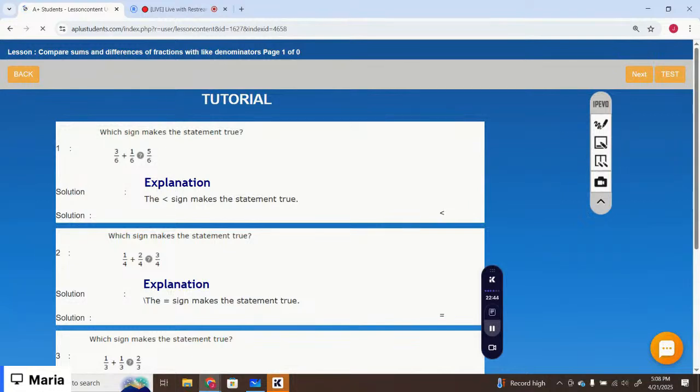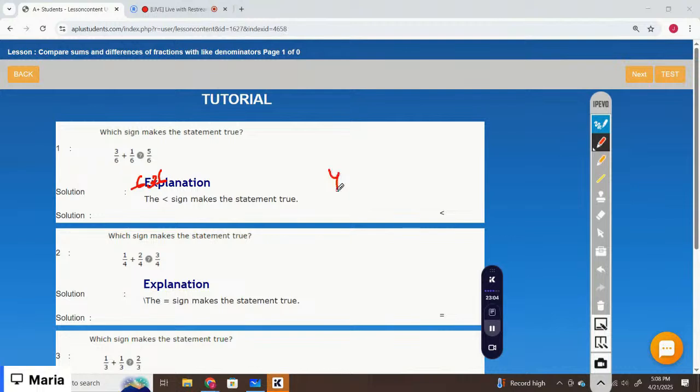Which sign makes the statement true? 3 by 6 plus 1 by 6. You have to compare it to 5 by 6. So they have the like denominators. You can simply add their numerators. So 3 plus 1 is 4. That is 4 over 6.